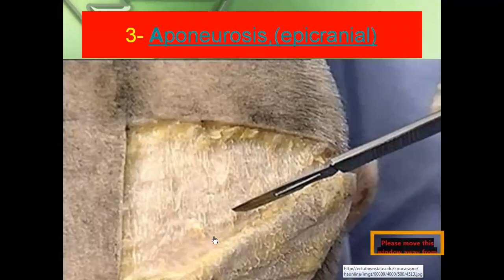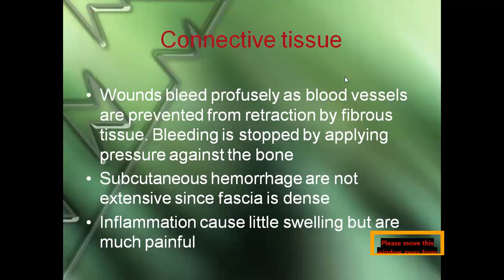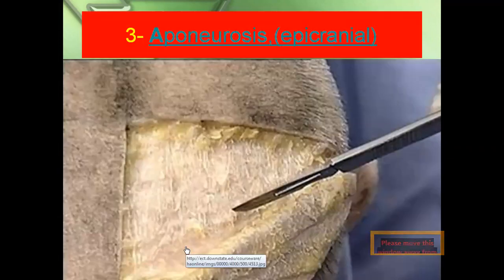After you remove the second layer, that is the superficial fascia, that is connective tissue, which is prone to bleeding, subcutaneous hemorrhages are not extensive since the fascia is dense. Inflammation in the second layer can cause little swelling but is much painful. Then coming to the third layer, that is Galea aponeurotica, epicranial aponeurosis.